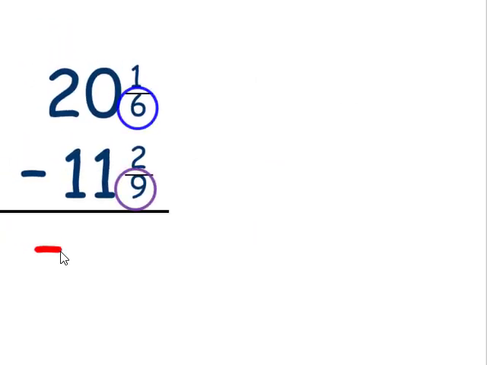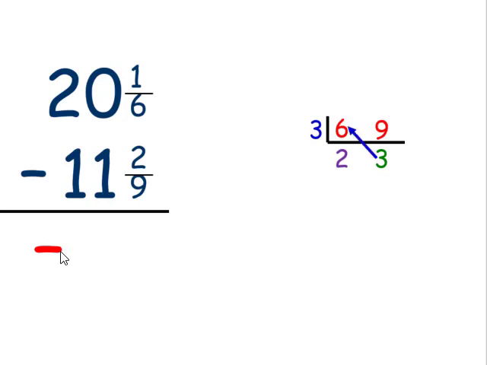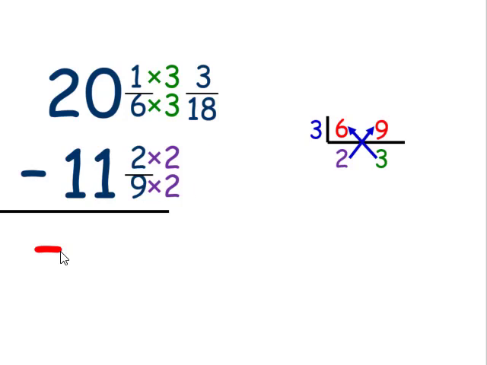Notice that 6 and 9 are not like, so we do not have like fractions, so let's make them like by factoring out 3. 6 divided by 3 is 2, 9 divided by 3 is 3. The fraction that has a denominator of 6, we're going to multiply the top and bottom by 3. The fraction with a denominator of 9, we're going to multiply top and bottom by 2. This leaves us with 3/18 minus 4/18.